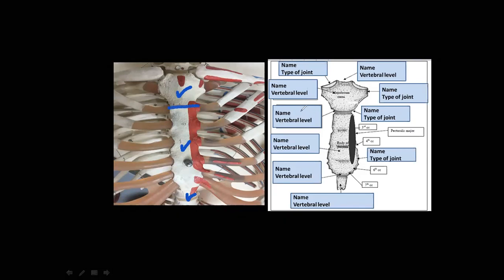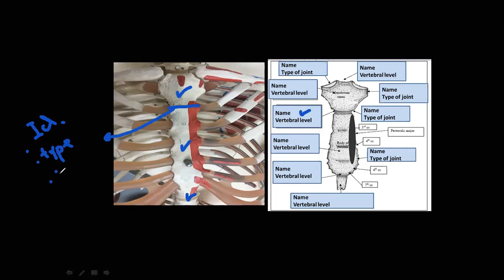The joint in between the manubrium and the body is named the sternal angle. Secondary cartilaginous, yes, but please remember questions like that. Please identify or name this one: it is the sternal angle.